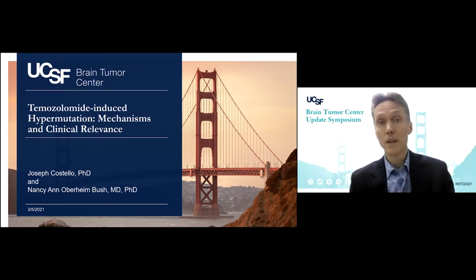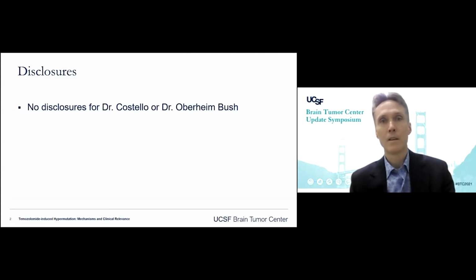What is hypermutation? How does it happen in IDH mutant low-grade glioma patients? And why does it matter to the patient and to their oncologist? We have no disclosures.